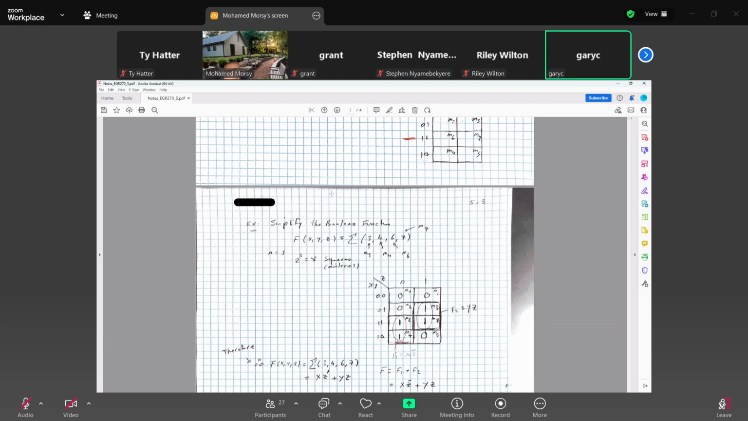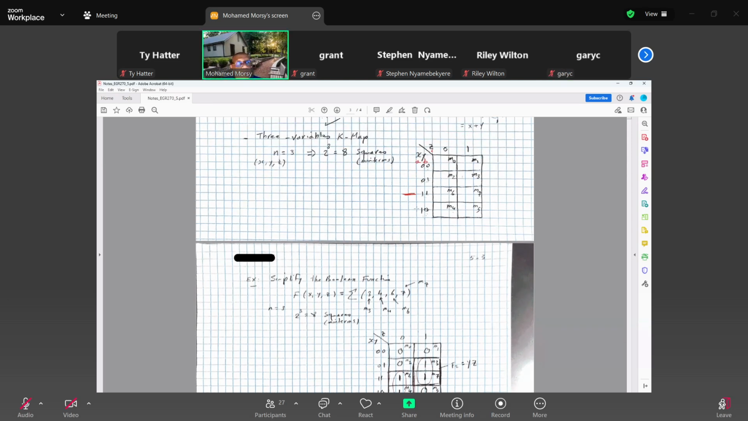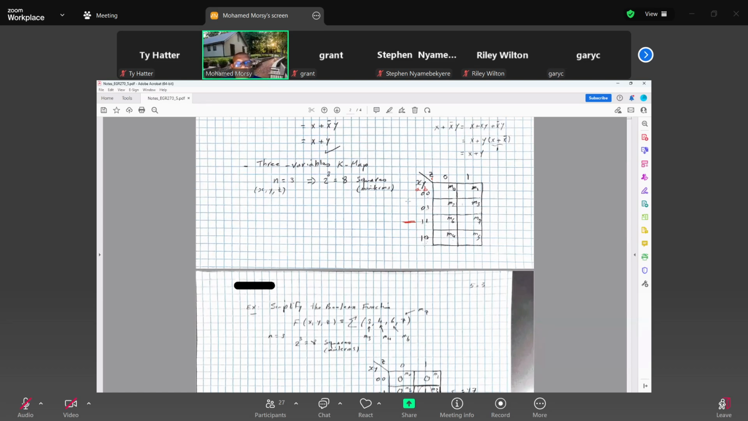Can you explain again how you know which minterm goes to which box? How do I know which minterm goes to which box? Okay.